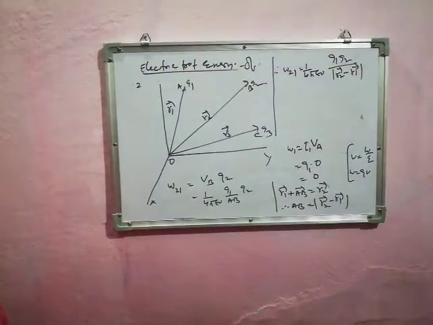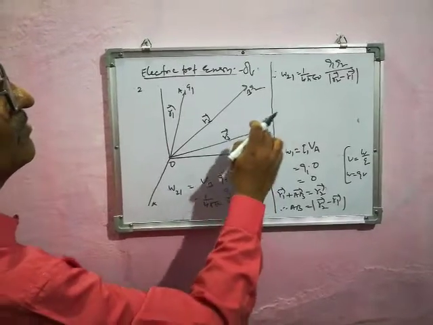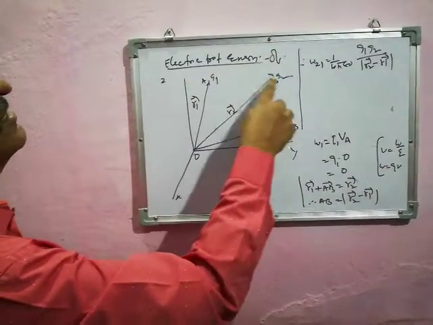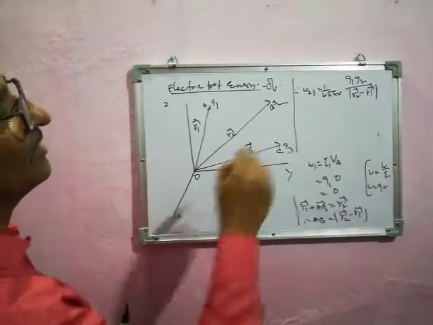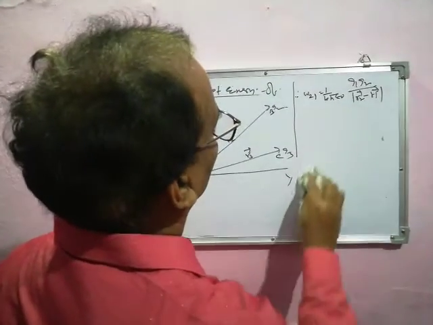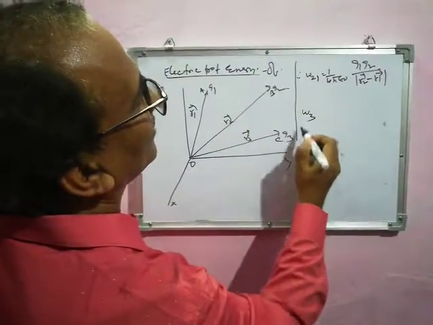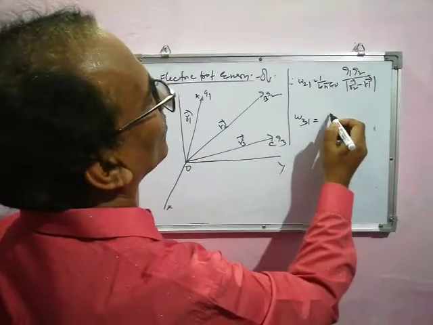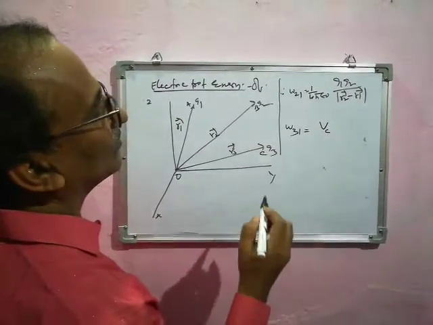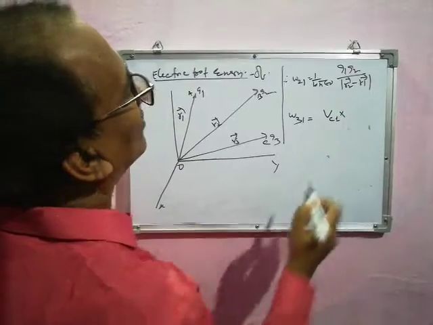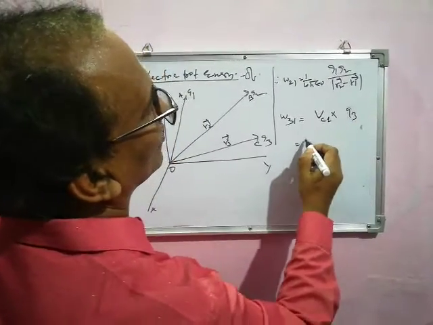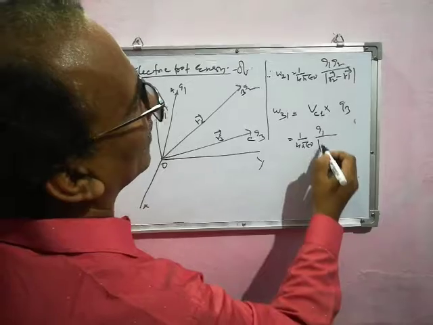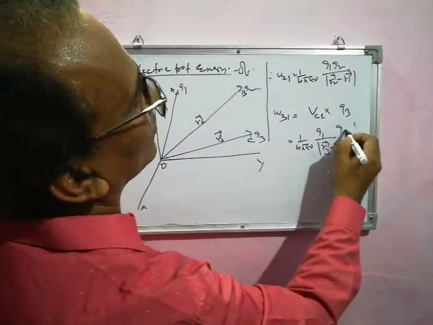Now let us calculate the work done in bringing the third charge Q3 from infinity to the point C. When Q3 is brought, there is a presence of both Q1 and Q2, and due to both these charges there will be a value of potential at the point C. So the work done in bringing 3 due to the presence of the first charge will be equal to the potential at the point C due to the presence of 1, into Q3, and it is equal to 1 by 4 pi epsilon naught, Q1 divided by mod of R3 minus R1, into Q3.